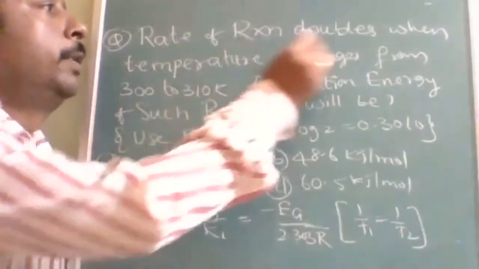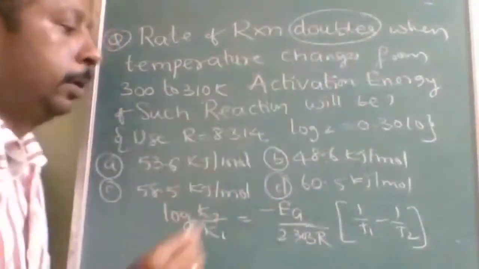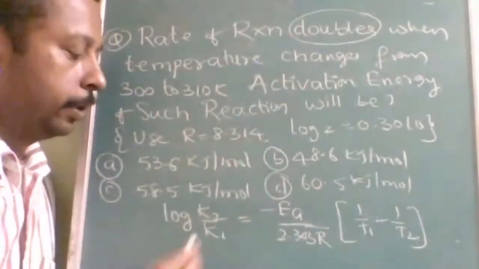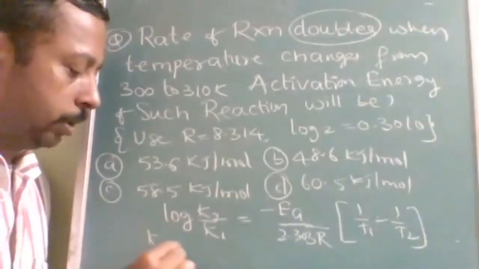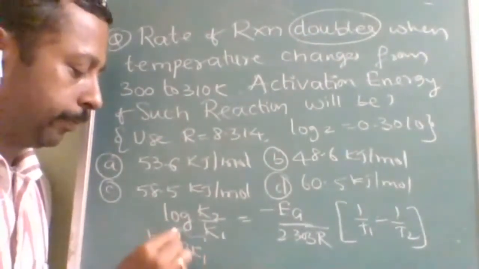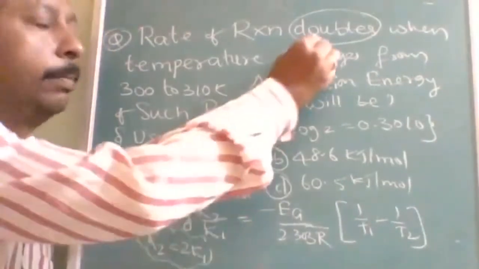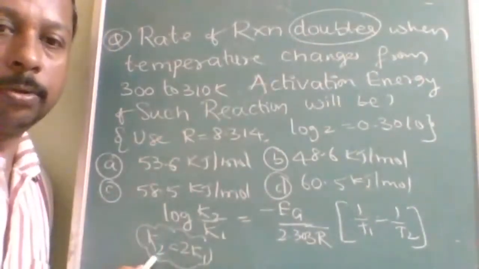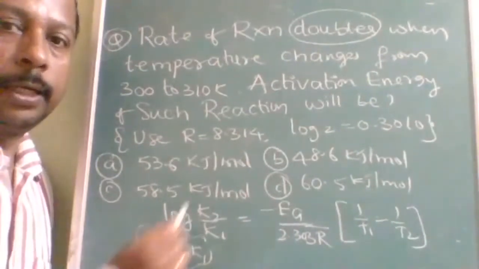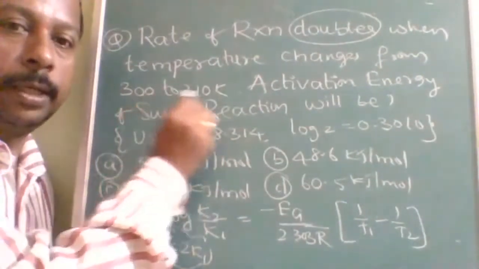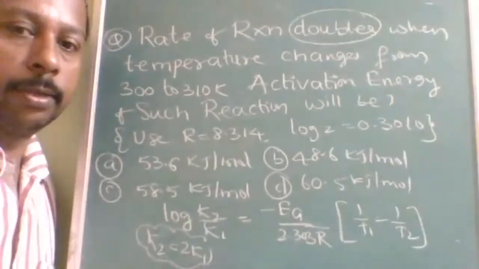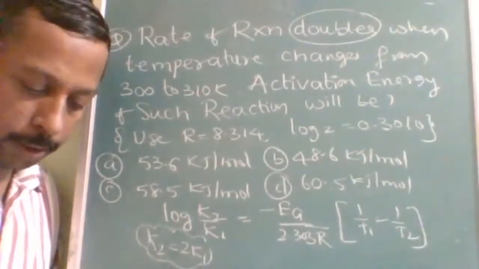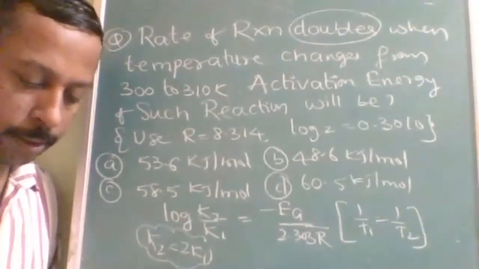Okay, in this question, the rate of reaction doubles. From this, what we have to write down is: rate of reaction doubles means K2 is equal to 2K1. This sentence means K2 is equal to 2K1, when temperature changes from 300 to 310. So when temperature is changing from 300 to 310, here T2 is how much?